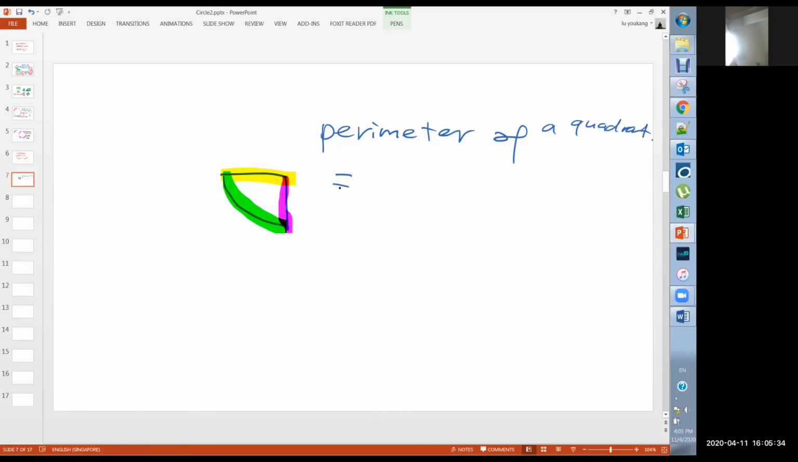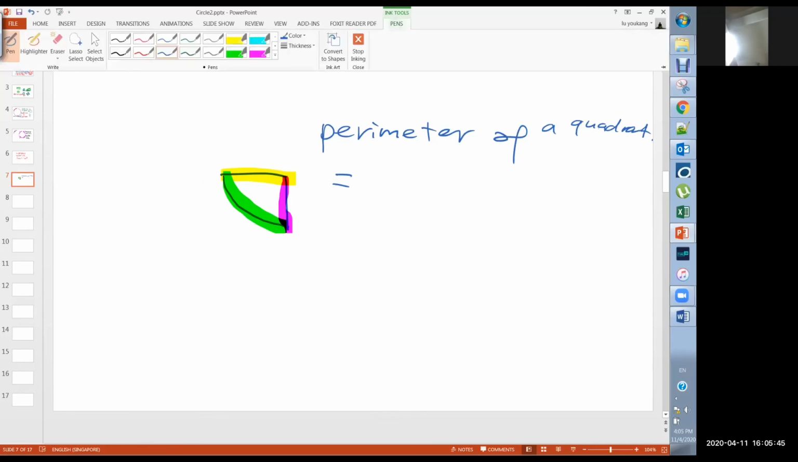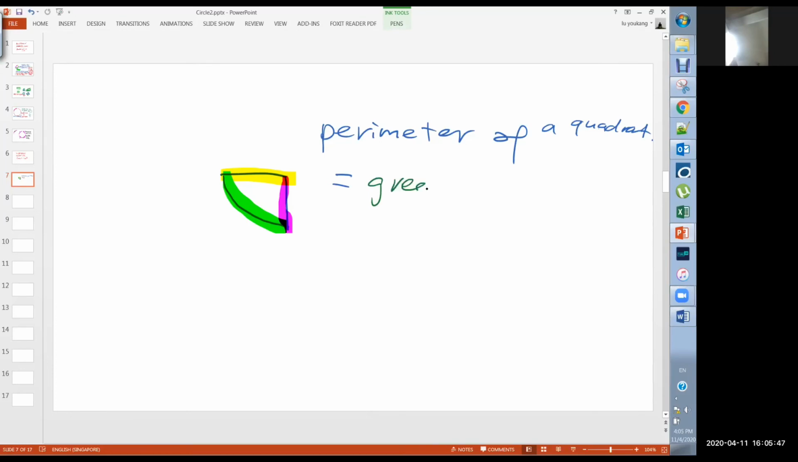How do you find the perimeter of other things? You will add what? Green, very good. So you add what? Purple, yellow. So I need green plus purple, and then yellow. Very good. So next time when you are asked to find the perimeter of something, what you need to think of is perimeter of rectangle, perimeter of square, perimeter of circle. Okay? Now, how do you find the green?